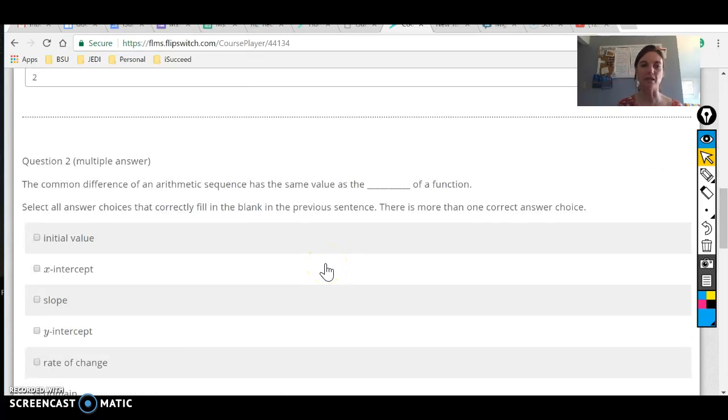And the common difference of an arithmetic sequence has the same value as the slope or the rate of change, okay? So what this means is that when we had 1 piece of evidence, it took 3 hours. When we had 2, it took 5, 3, 7, and so on. So our points were here.